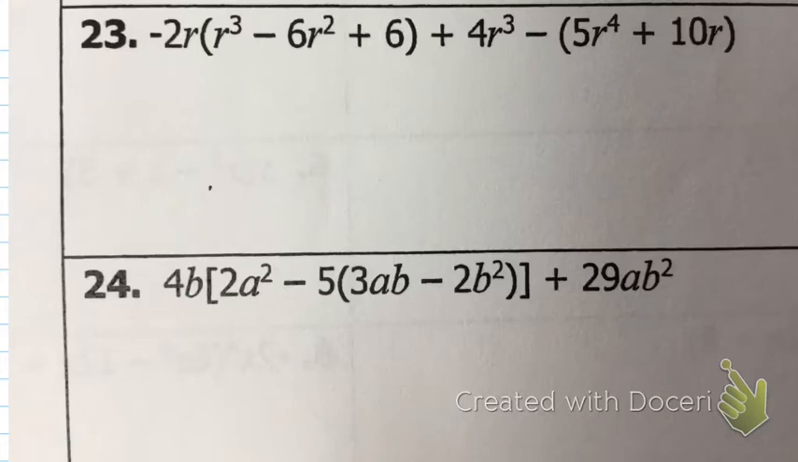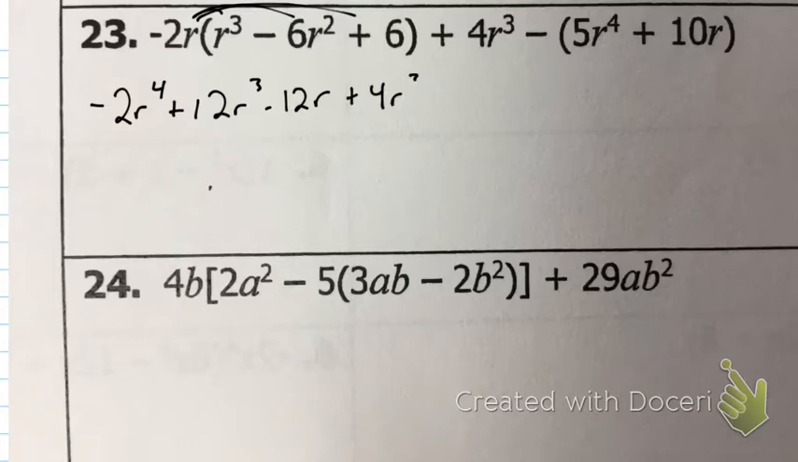Okay, so let's distribute this monomial negative 2r. We get negative 2r to the 4th. I'm going to distribute to that second term, plus 12r cubed. Distribute to the third term, minus 12r. Okay, this plus 4r cubed just chilling. Okay, sorry, bro, you got to stay by yourself. Then I'm going to distribute that negative. Minus 5r to the 4th, minus 10r. Whew! 1, 2, 3, 4, 5, 6 terms right now.